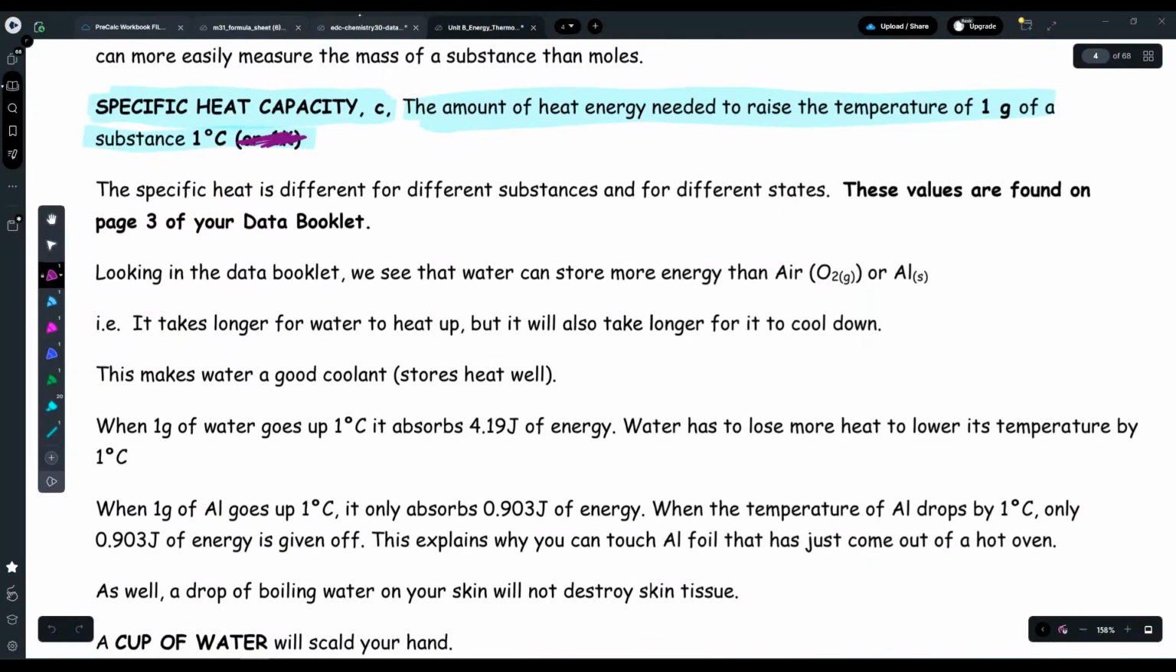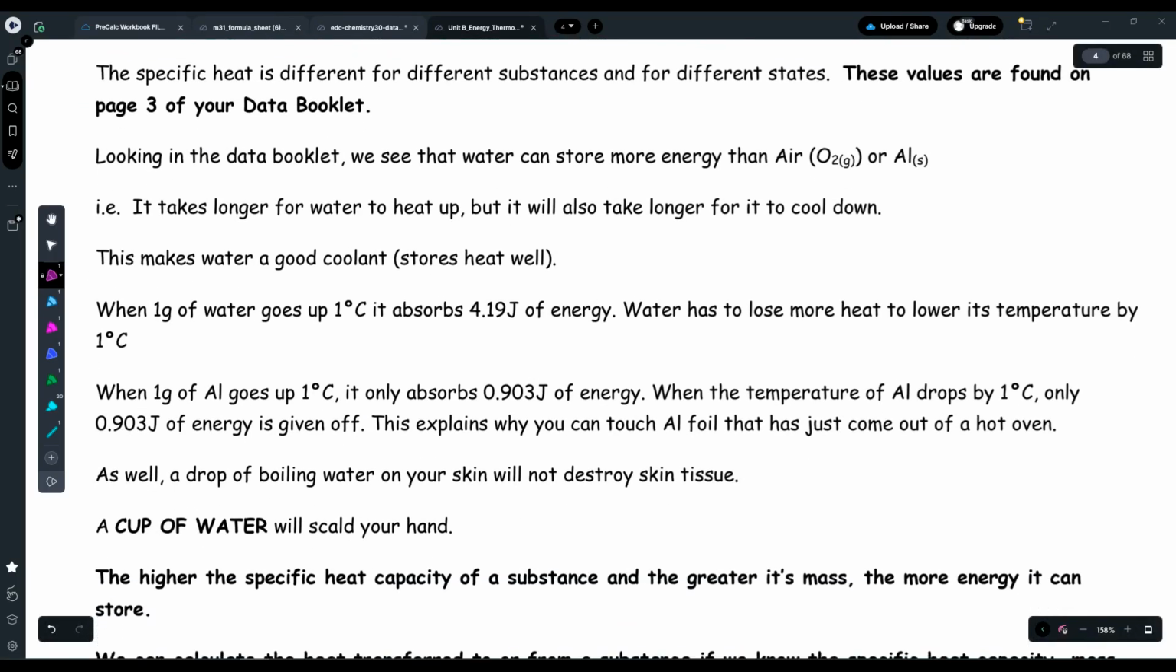Okay, so what I just said goes over this point here. Because water can absorb quite a lot of heat before it itself changes temperature, that's what makes water a good coolant, just because it can store heat quite well. Okay, so because it takes a lot of energy to heat up an amount of water, that means it's also going to take a lot of energy loss before water lowers by 1 degree Celsius.